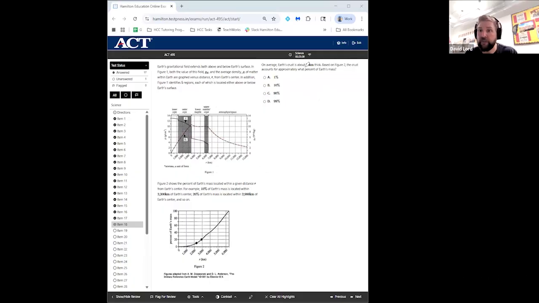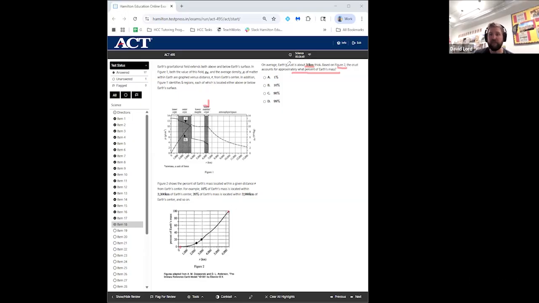All right. Question number 18. On average, Earth's crust is about 30 kilometers thick. Based on figure 2, the crust approximates for what percent of Earth? So this is a pretty tricky question. Because a lot of people want to start with a 0 to 30 here. But what you want to do instead is we want to go from 30 kilometers from the edge, because the outer crust is on the outer edge. So we want to go from here to there approximately.